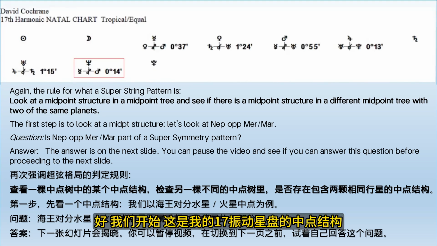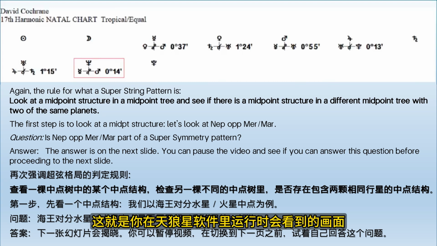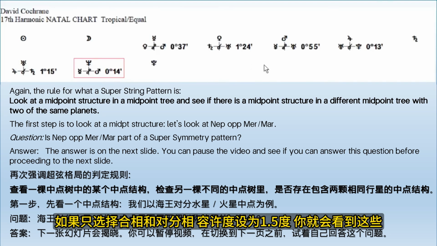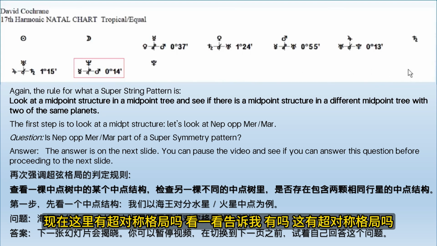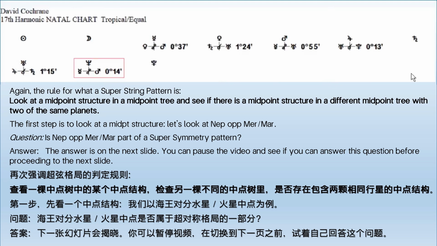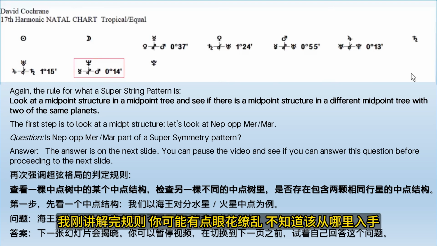Okay, here we go. There are the midpoint structures for my 17 vibration chart. That's what you will see when you run the Sirius software, and if you select only conjunctions and oppositions with a 1.5 degree orb, this is what you will see. Now, are there any superstring patterns? Look at it and tell me, are there any there? Whoa. I explained it, but now your eyes may glaze over. I don't know. What do I do?